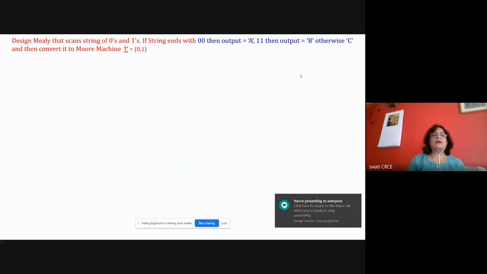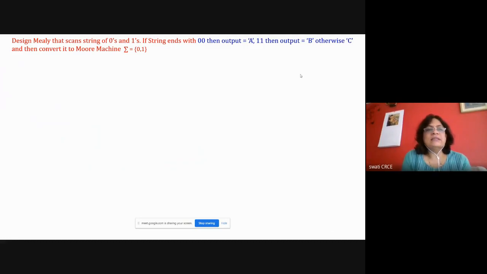Okay. So see the problem. Design a Mealy machine that scans a string of zeros and ones. If the string ends with 00, output is A, and if the string ends with 11, output is B, otherwise C. Okay. So we draw the minimum length string diagram. Minimum length string will be 00 or 11.